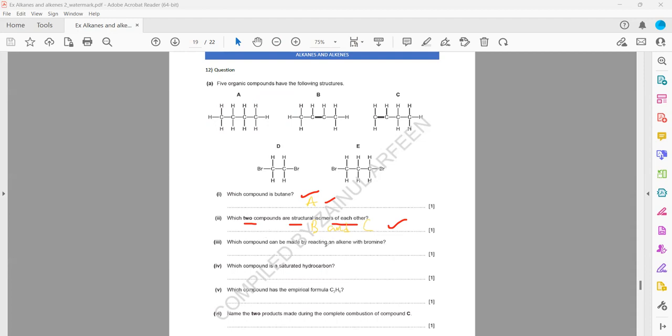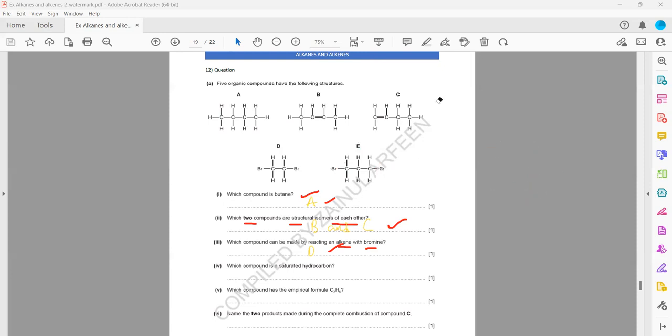Which compound can be made by reacting alkene with bromine? When alkene reacts with bromine, that compound will be formed. Which one? Either it will be D or E, but we cannot say E. Why can we not say E? D is the right answer, but why not E? Because if alkene reacts with bromine, the carbons next to each other, the neighbors, should both have bromine. But here, the first carbon and the third carbon have bromine. That's why this cannot be formed by reaction of alkene with bromine.